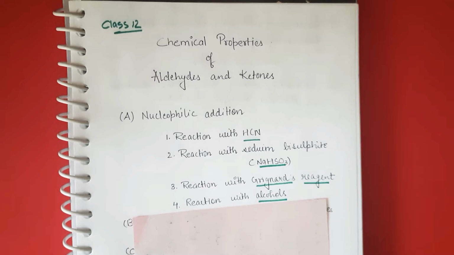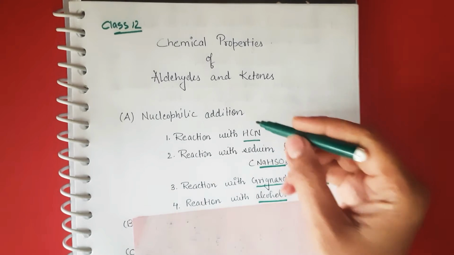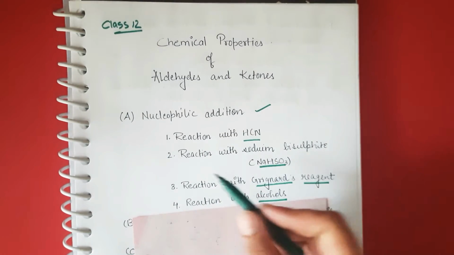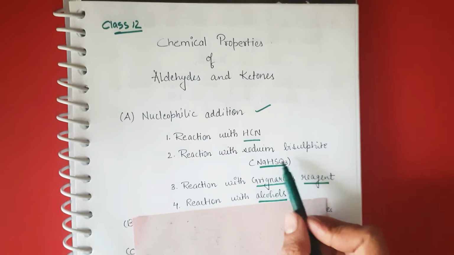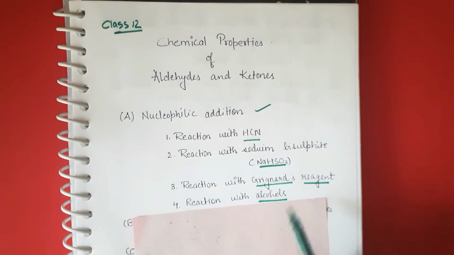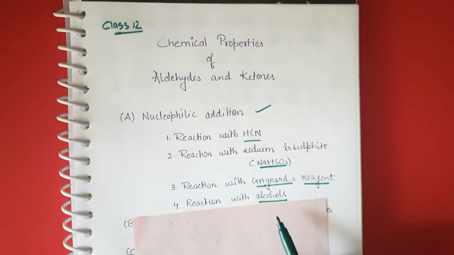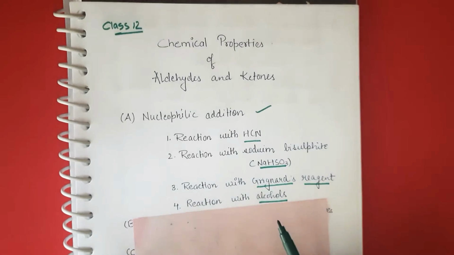Of aldehydes and ketones. In my last video I had discussed nucleophilic addition reaction, what we mean by it, and now we are going to see different types of reactions under this topic. We are going to see the reaction of aldehyde and ketone with HCN, with sodium bisulfite, with Grignard reagent, and with alcohols. Okay, so let's start with reaction with HCN.